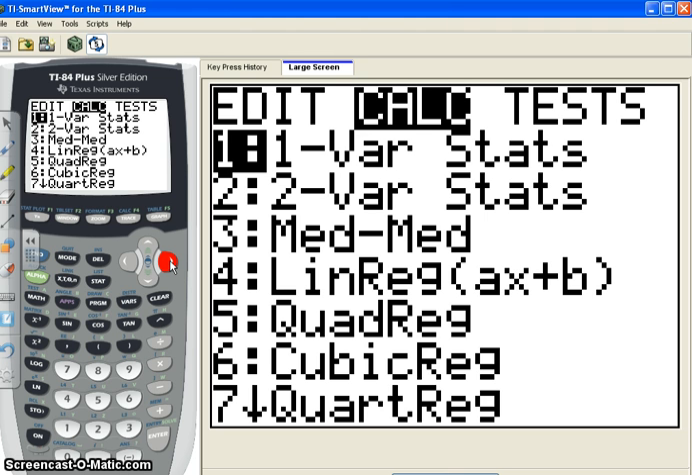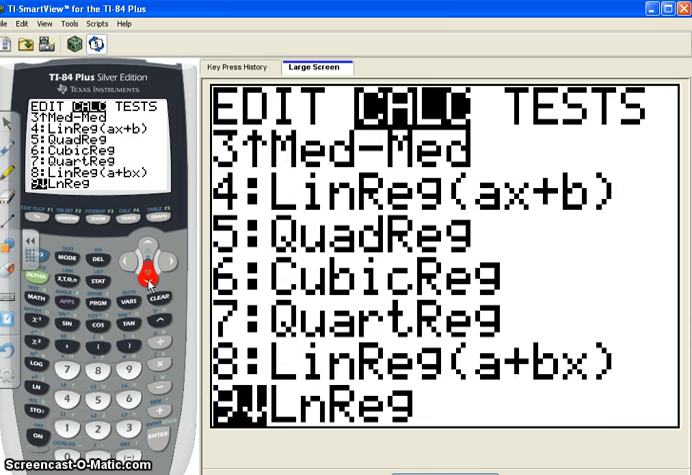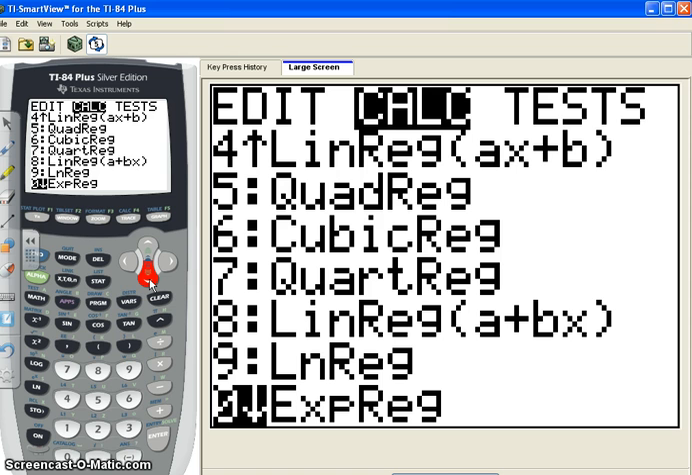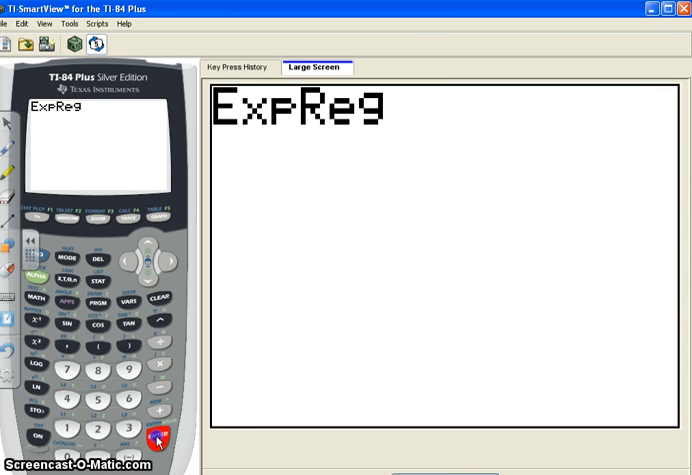Now, underneath this heading, we have a whole multitude of options to choose from. But we know that our animals are either growing exponentially or decaying exponentially. So we want to look for something in this list that says exponential regression, or expreg. On my calculator, it is number 0. So exponential regression will write the exponential growth or decay equation for us. So hit Enter on 0.